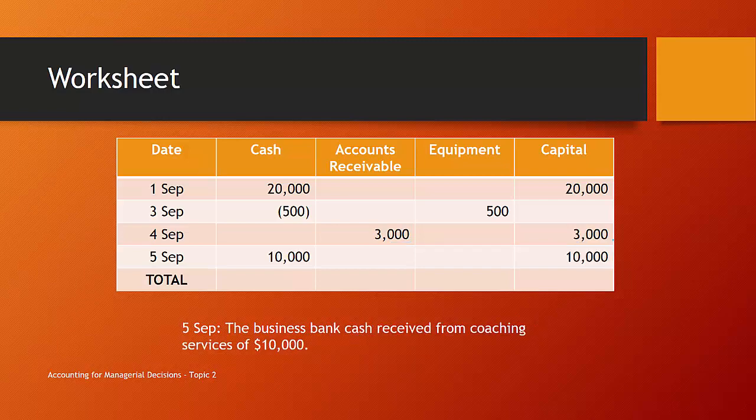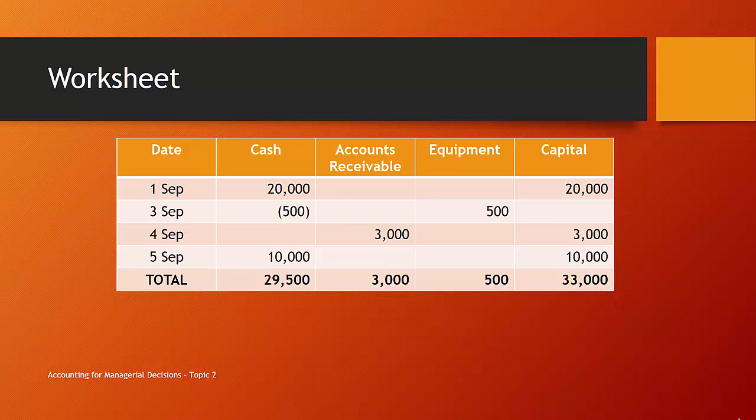And finally, the business banked cash received from coaching services of $10,000. So obviously they performed some work and they got cash for it, which is why we see the asset go up by $10,000. They provided service. This is income. And so equity goes up by $10,000 and everything still stays balanced, which is exactly what you want.